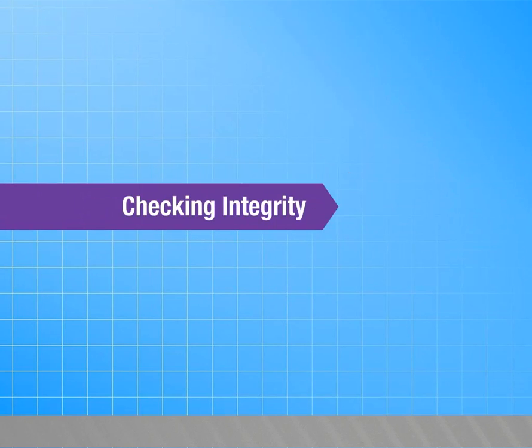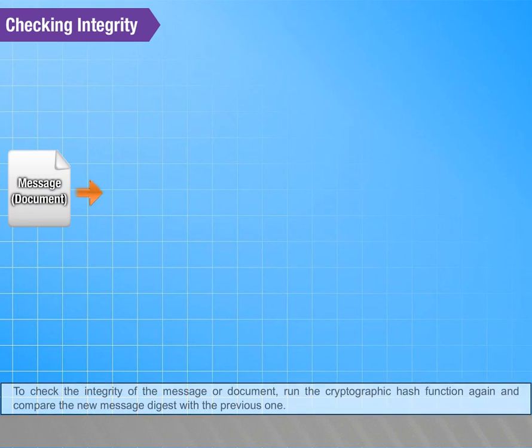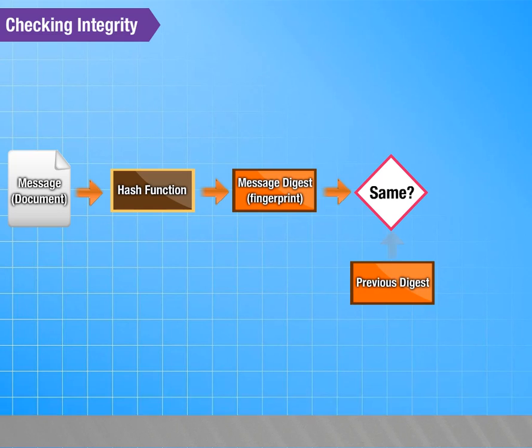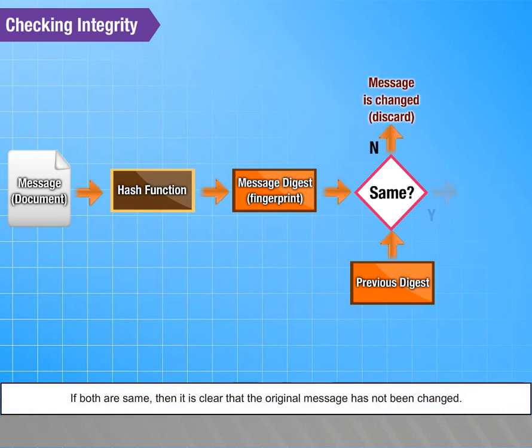Checking integrity. To check the integrity of the message or document, run the cryptographic hash function again and compare the new message digest with the previous one. If both are the same, then it is clear that the original message has not been changed.